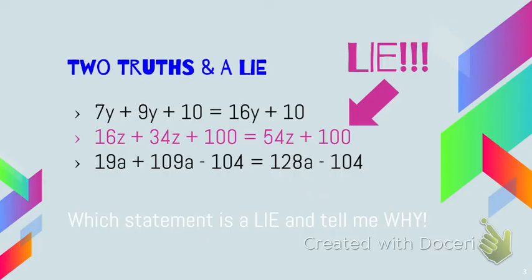All right, the one that is not true is the middle one, because 16z's plus 34z's is not going to be 54. It will be 50z's. All right?